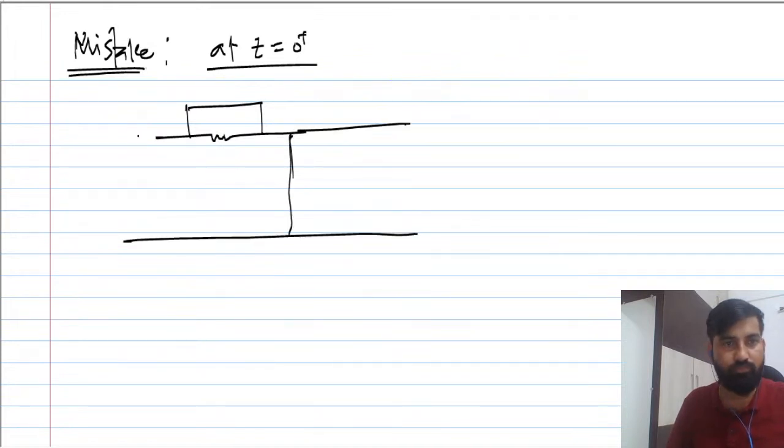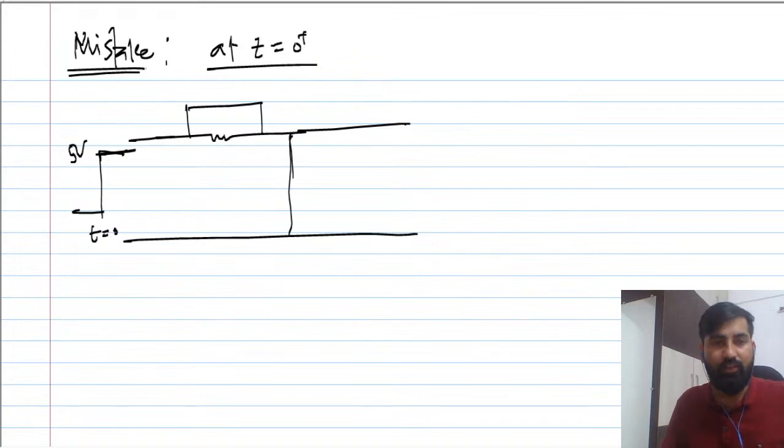ये सब लोग करेंगे ऐसा. जैसे ही आप t इक्वल टू 0 में 5 वोल्ट अप्लाई करोगे, सब लोग कर देंगे ऐसा, है ना? ठीक है, this is the common mistake people do.